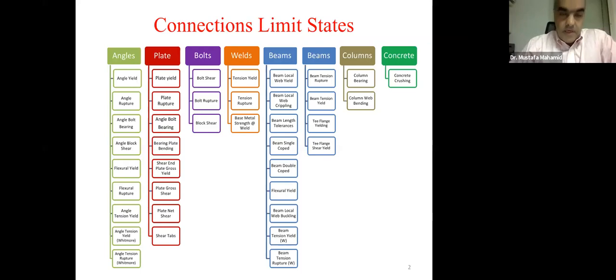So this slide shows a summary of all possible limit states that you may see in a connection design, and we will cover most of these limit states, the provisions of how to find the capacity for a limit state, for angles, for plates, for bolts, for welds, etc. And then we'll talk about the specific types of connections, like the most commonly used ones.